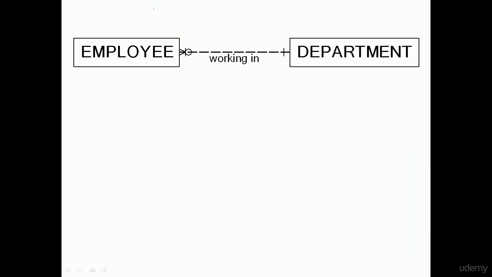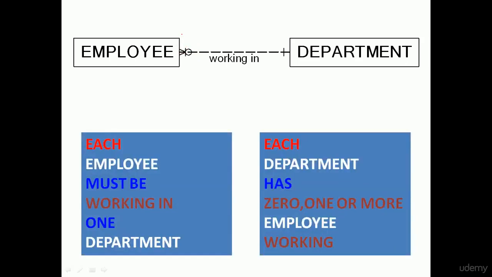Now see, there is a small change here. If I read this from left to right, each employee must be working in one department. There is no change. If I read this from right to left, each department can have 0, 1 or more employees working. The meaning of these symbols is that we need minimum cardinality and maximum cardinality mentioned. Here minimum cardinality is 0 and maximum cardinality is many. So this 1 in the middle is optional, it is not mandatory.